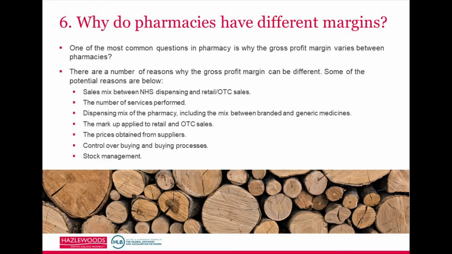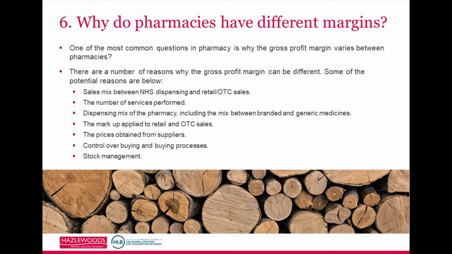One of the most common questions that we get asked, being a pharmacy specialist, is why does the gross profit margin differ between pharmacies? And there are a number of reasons why this is the case. This can range from the turnover and sales mix of a particular pharmacy being different in terms of NHS dispensing to retail and OTC sales. If the number of services at a particular pharmacy is higher compared to another pharmacy, you may see a higher gross profit margin where the services are higher, because typically these services tend to be 100% gross profit margin.